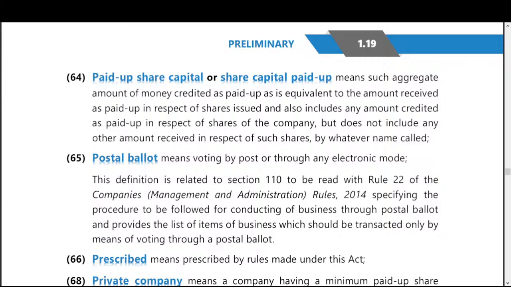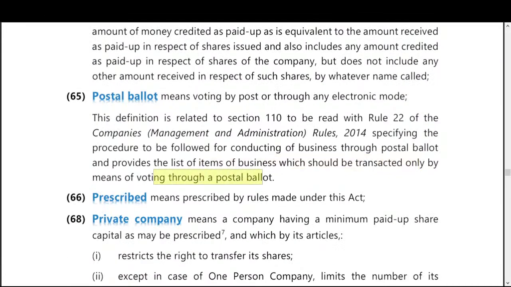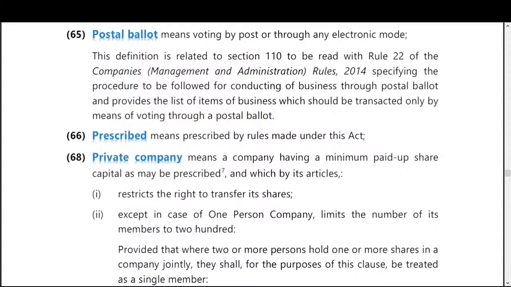The definition is related to section 110, to be read with Rule 22 of the Companies (Management and Administration) Rules, 2014, specifying the procedures to be followed for conducting business through postal ballot, and provides the list of items of business which shall be transacted only by means of voting through postal ballot, as prescribed by the rules under this Act.